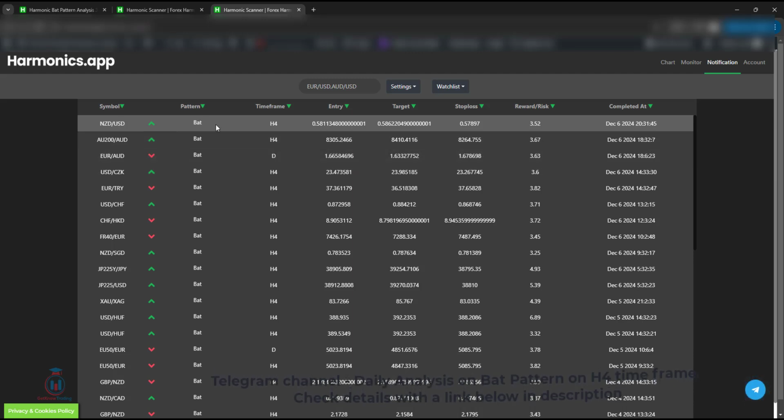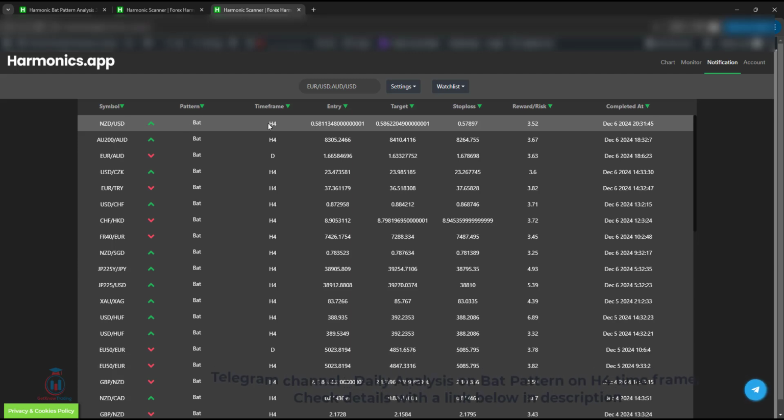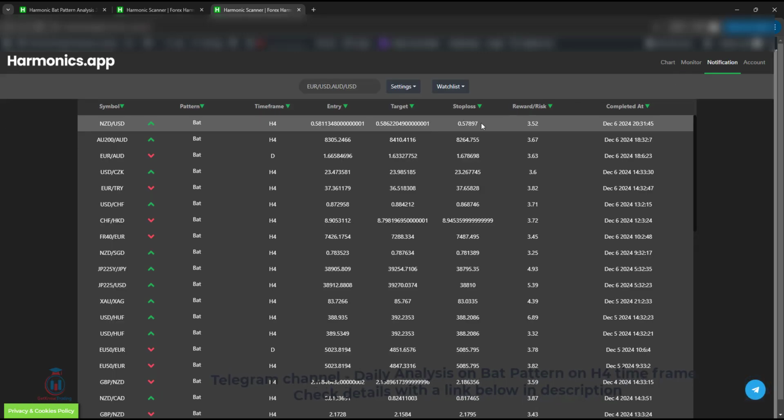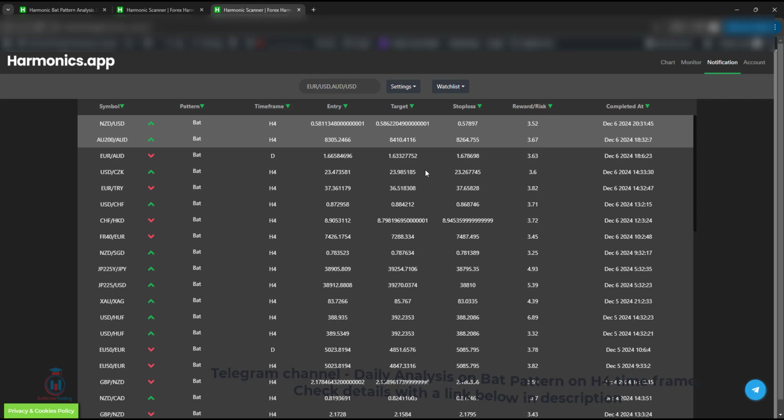After that, you can also see inside this notification window more details. Is it a bullish or bearish pattern? What is the pattern? What is the time frame? What is the entry level? What is the take profit 2? What is the stop loss? And what is the risk reward ratio and the time when the pattern has been completed. So feel free to check.